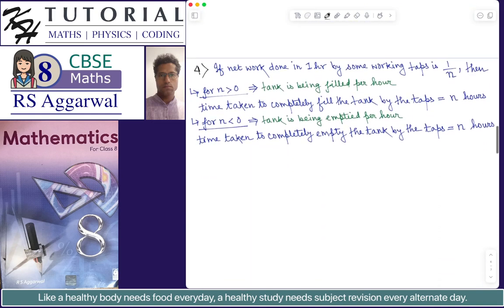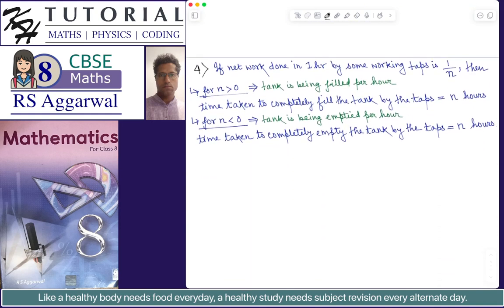Okay. Now this is a good important concept. So if the net work done in 1 hour by some working pipes is 1 by n, what does it mean? Let's say some pipes are working. It could be 1 tap, 2 taps, 3 taps, or any number of taps. Some taps are working, that is, they are open.